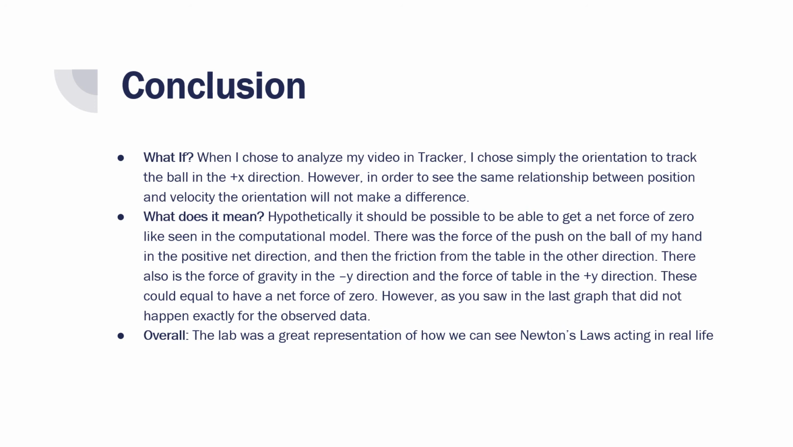Also, there were definitely pushes and pulls acting on the object. However, you hypothetically should be able to get a net force of 0. There's the push of my hand on the ball, and then there's the push back of friction in the other direction, and then there's the pull of gravity, and then the force of the table back on the object. So these technically should be able to equal 0. However, as you saw in my last graph, they did not, because it was not a perfect system. But overall, this lab was a great representation of how we can see Newton's laws acting in real life.